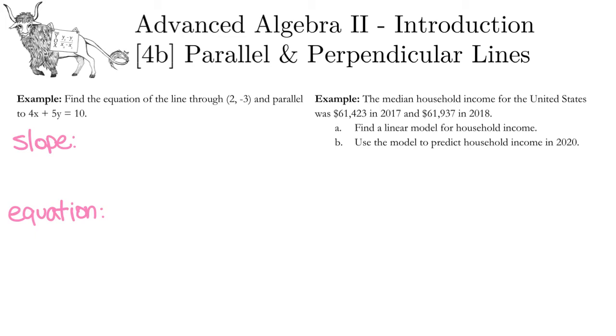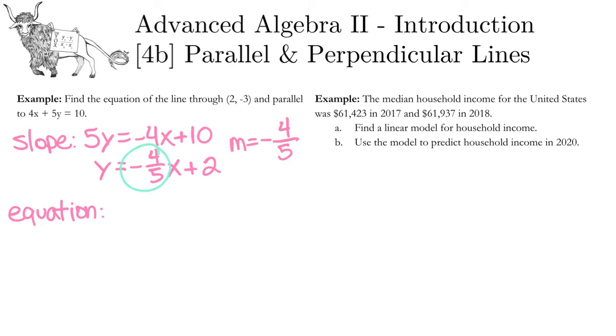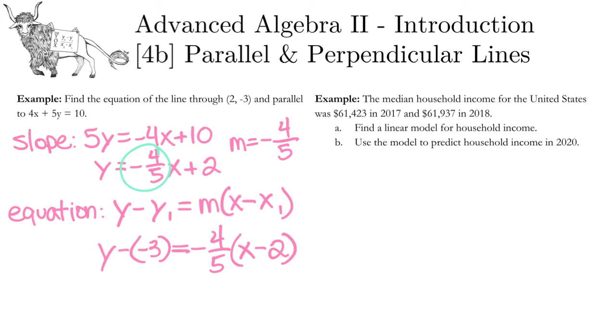First, we could subtract 4x on both sides, so we get 5y = 10 - 4x, or we could write that as -4x + 10. Then divide by 5 on both sides to get y = -4/5 x + 2. That means the slope of that line is m = -4/5. Now we could write the equation of the line, and we'll use the point-slope formula for that. So we get y minus -3, because that's the y value, equals -4/5 times (x - 2).